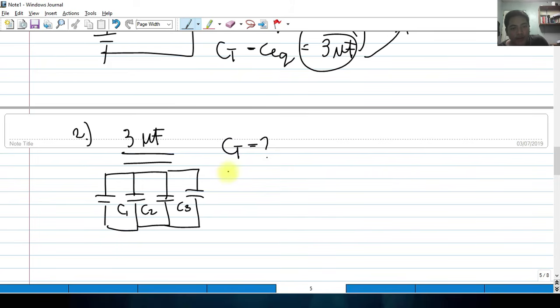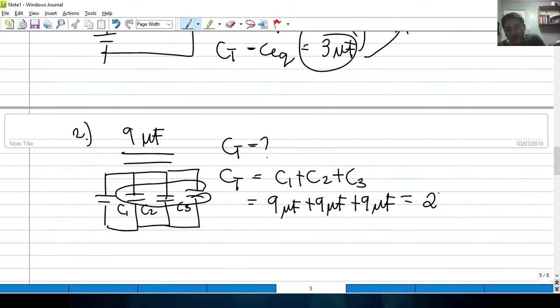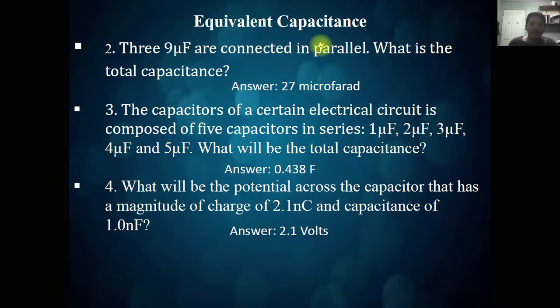So again, if we want to get the total capacitance of capacitors connected in parallel, what should we do? We simply add their capacitances. So in this case, I'm so sorry, the given is 9 microfarads. So we have 9 microfarads plus 9 microfarads plus 9 microfarads. Simply, that is equivalent to 27 microfarads. Okay, that is for number 2.